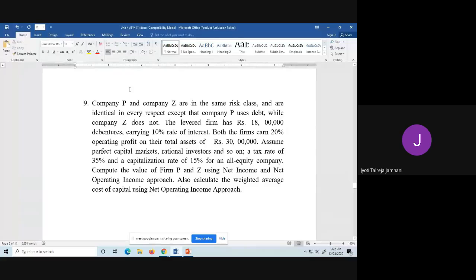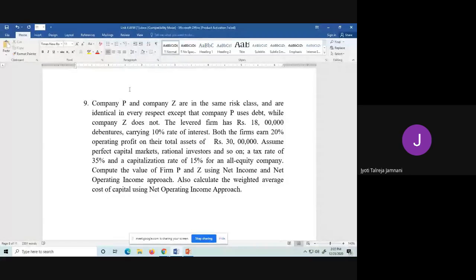Company P and Company Z are in the same risk class and are identical in every respect except that Company P uses debt while Company Z does not. The levered firm has rupees 18 lakh debentures carrying 10% rate of interest. Both the firms earn 20% on the operating profit of rupees 30 lakh.